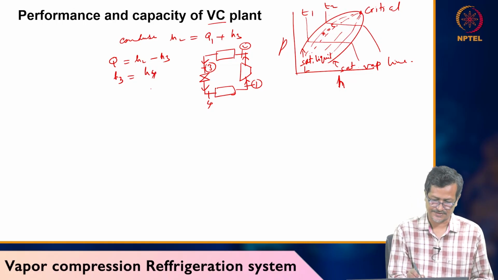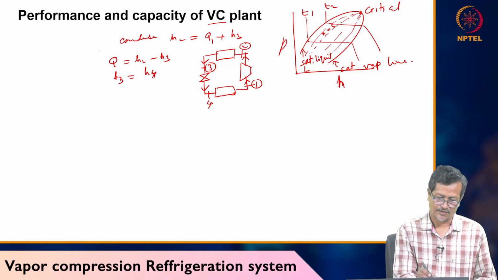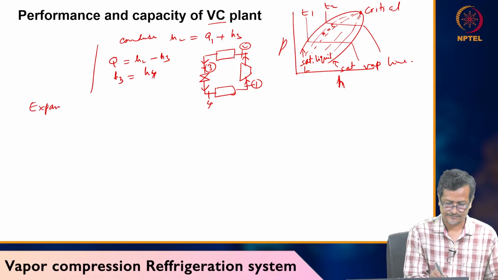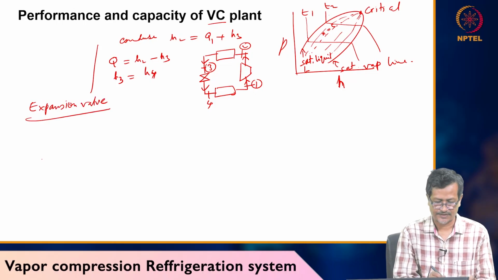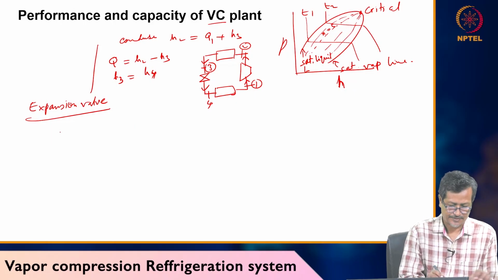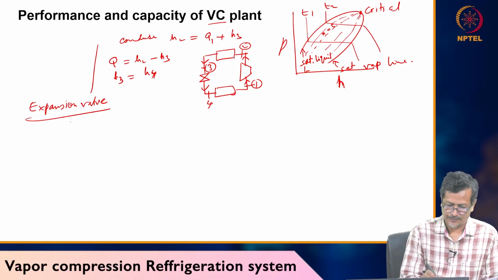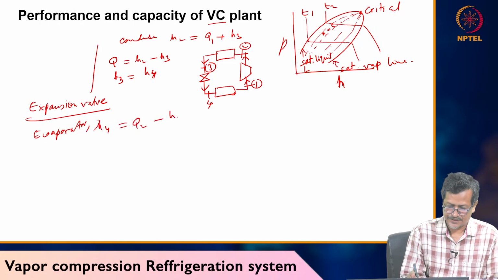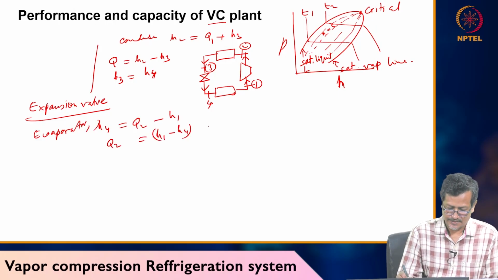You can see the throttling is happening, so there is no enthalpy change. Okay, it's an isenthalpic process. So this is condenser. Now evaporator, expansion valve. Expansion valve means H3 equals H4, the enthalpy change is not happening. Then evaporator: H4 plus Q2 equals H1, so Q2 equals H1 minus H4. So this is called the refrigeration effect.